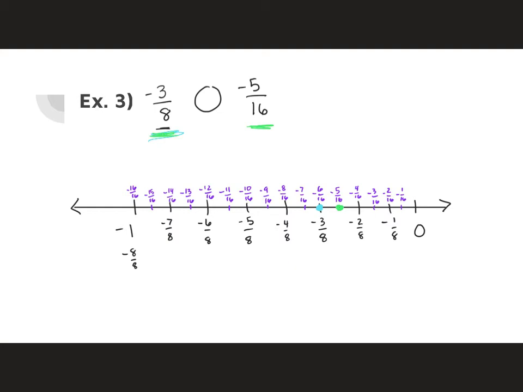So I'm going to start with the one on the left, which is negative 3/8, and that is actually closer. I don't want to pass that other one. So it's closer to the less than sign. So then I'm going to use that less than symbol. So negative 3/8 is less than negative 5/16.